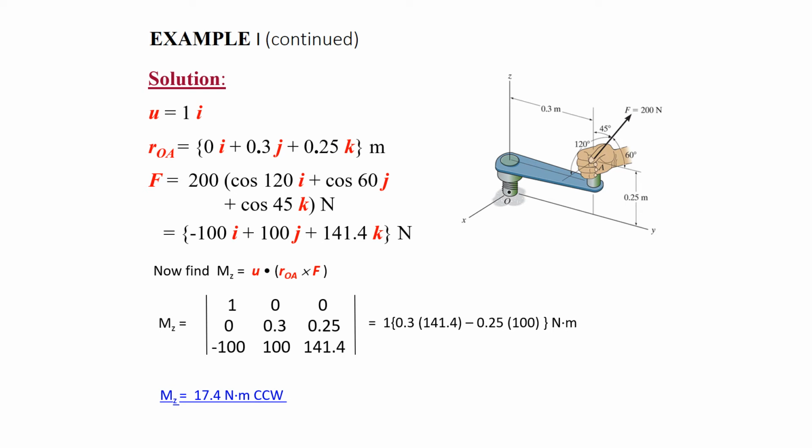And here we're going back to having only a result that's in 2 dimensions. That is, when you're considering rotations about the axis, it'll either be clockwise or counterclockwise in the direction that you pointed that unit vector of the axis. And that's how we end up with a result in this case of 17.4 Newton meters counterclockwise.